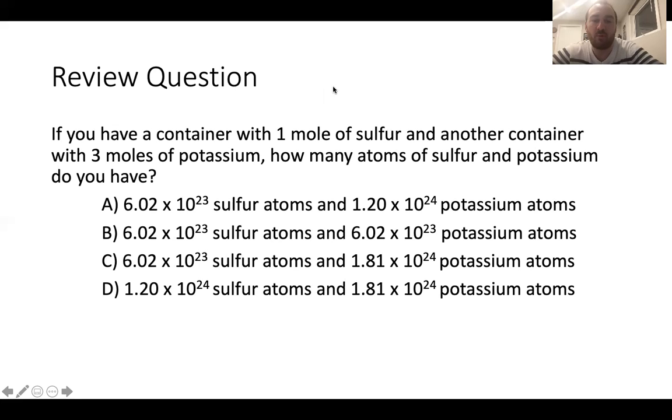Well, we know that we have 1 mole of sulfur, so we automatically know that we have 6.02 times 10 to the power of 23 sulfur atoms. However, the question states that we have 3 moles of potassium. So what we need to do is multiply the Avogadro's number, so 6.02 times 10 to the power of 23, by 3. And when we do that, we'll get a value of 1.81 times 10 to the power of 24. And so our answer for this question is C.